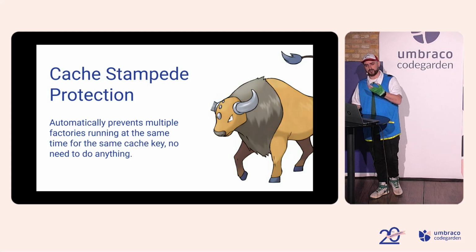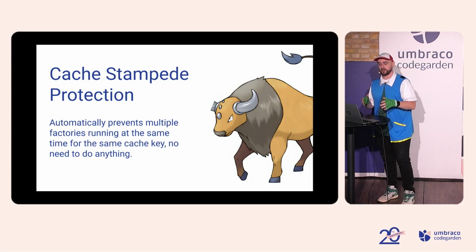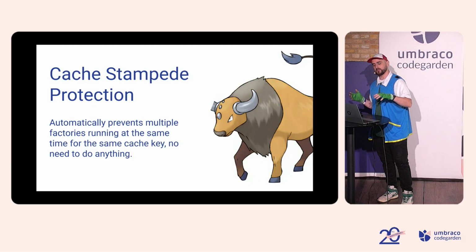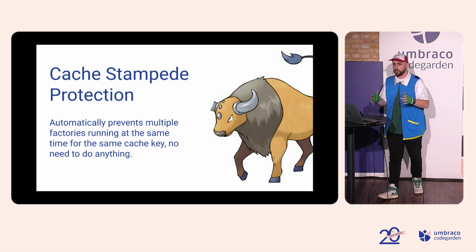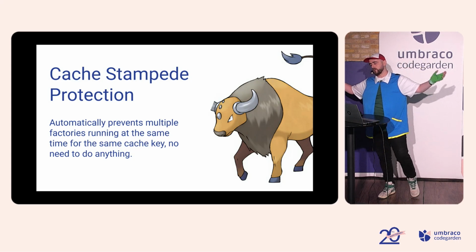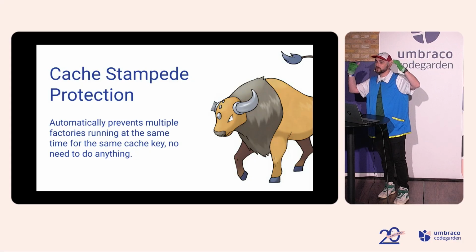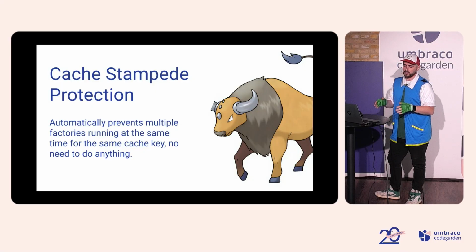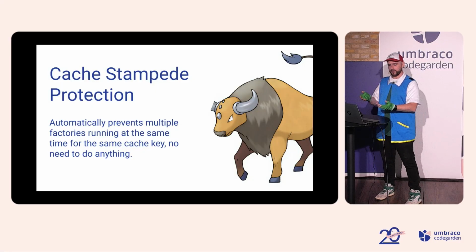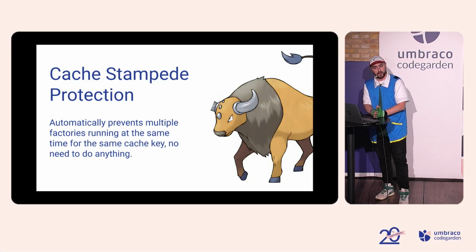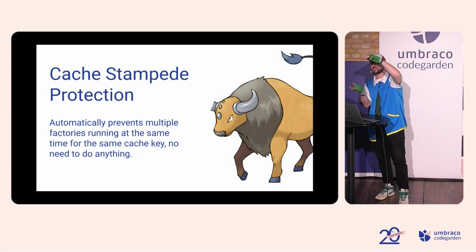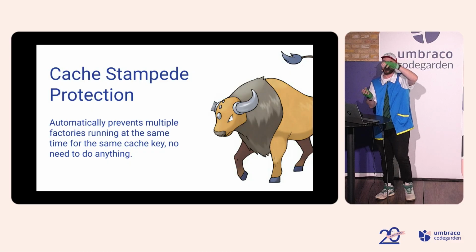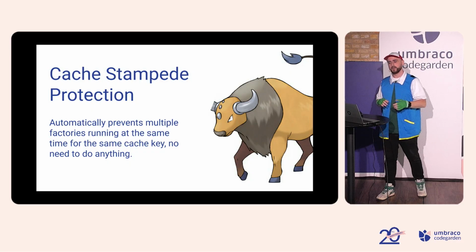So you get stampede protection. What that means is that it's going to automatically prevent multiple factories running at the same time for the same key. You don't need to do anything, it will manage that automatically. What I mean by that is, let's say you have a massive application that's getting thousands of requests a second for the same kind of things. Typically, if you're running from a database, say, or a third party, once your cache has expired, 1,000 concurrent sessions could hit your database at the same time, all asking for the same thing, to get it, cache it, move on.